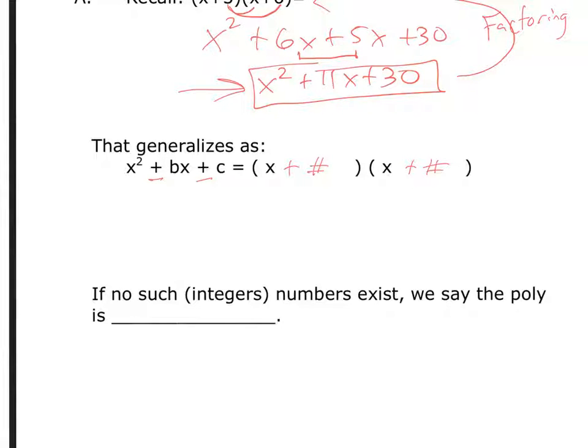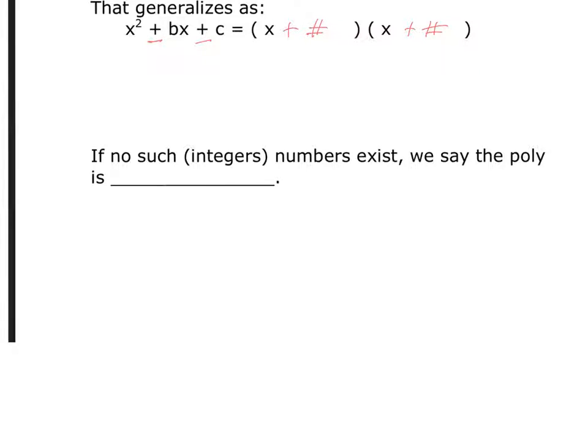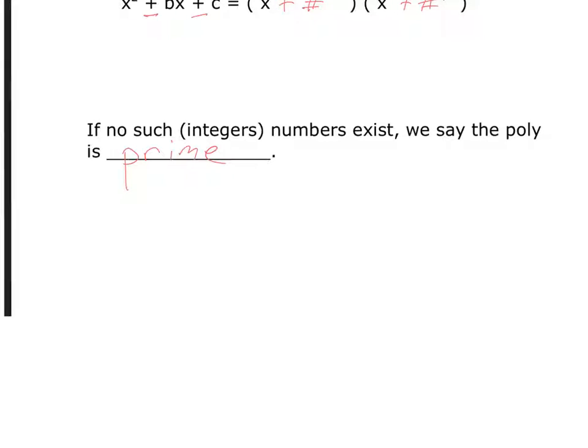If no such numbers exist, then we say this polynomial is prime, the word we threw around last class. That doesn't mean that if you can't factor, you just write prime. When it's not possible to factor, we say it's prime, when it can't be broken up. So this is where we're headed today. Let's take a dive and look at what we're going to be doing.